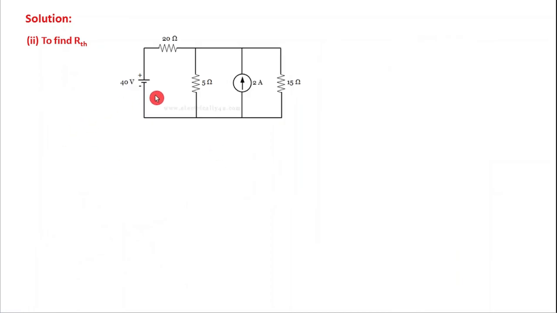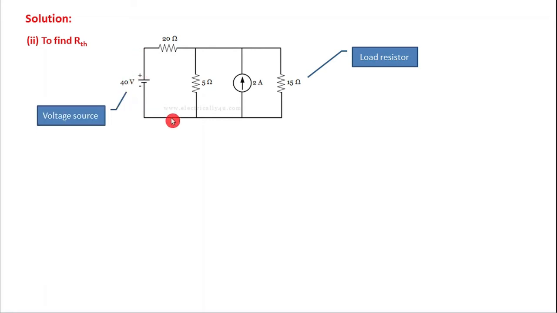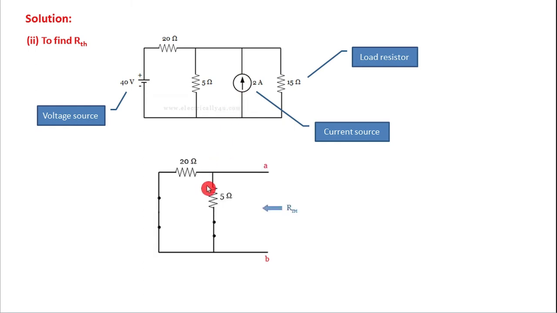To find the R Thevenin, let us consider the given circuit. In the given circuit, 15 ohm is the load resistor. This load resistor has to be removed to find R Thevenin. Okay. And we have a voltage source which we have to remove and replace with a short circuit. And then we have a current source here. So we have to remove the current source and keep it open. Right. So after doing all this, if you redraw the circuit, you get a circuit like this.